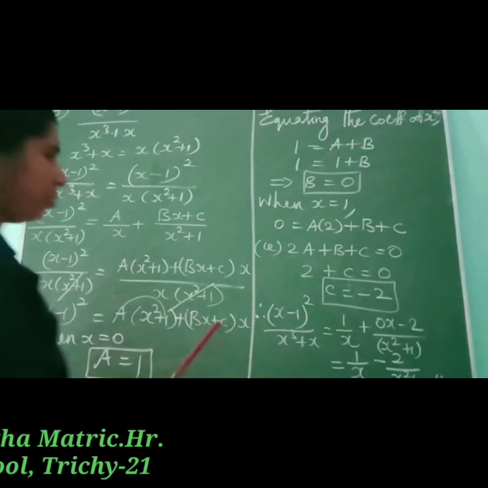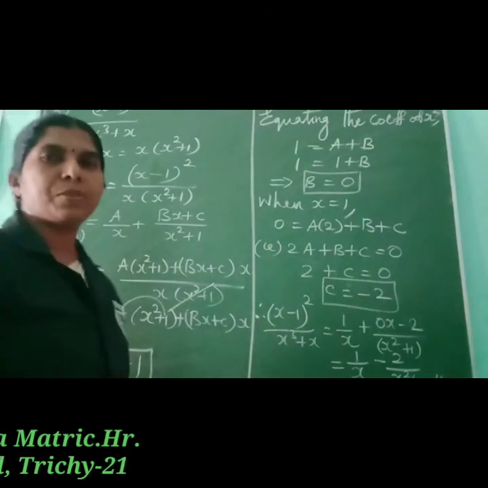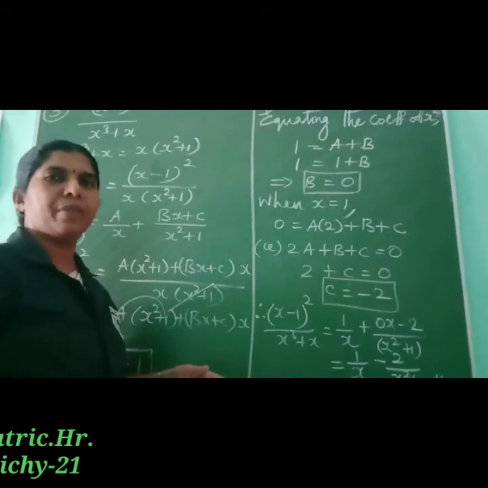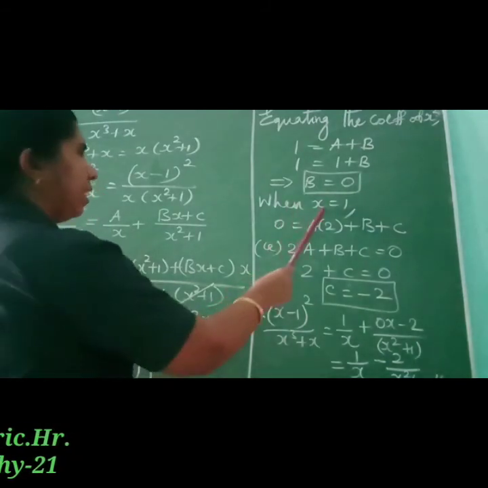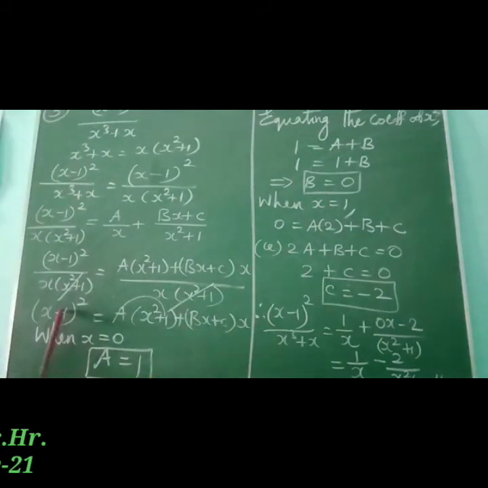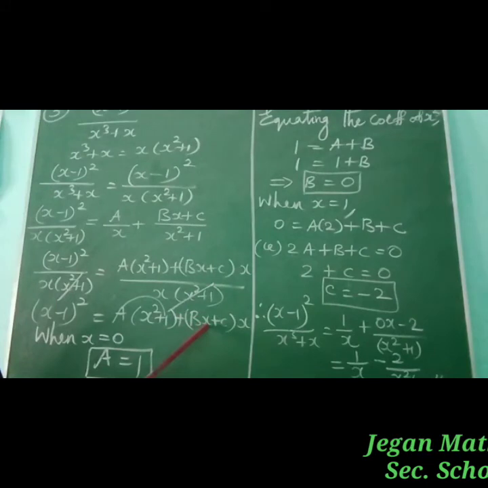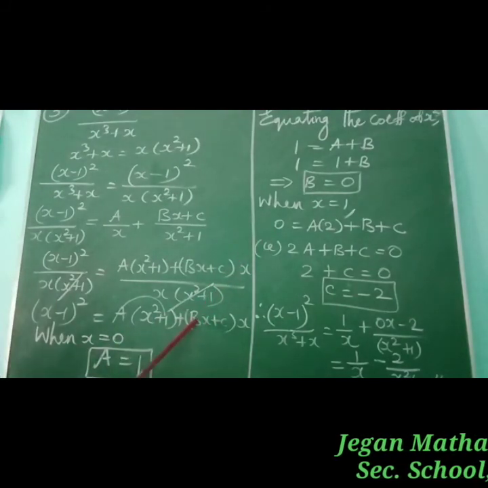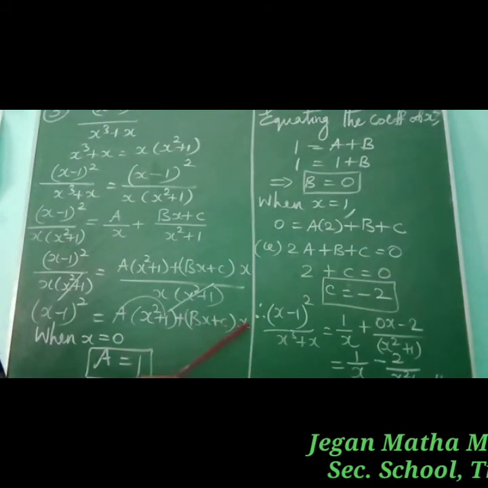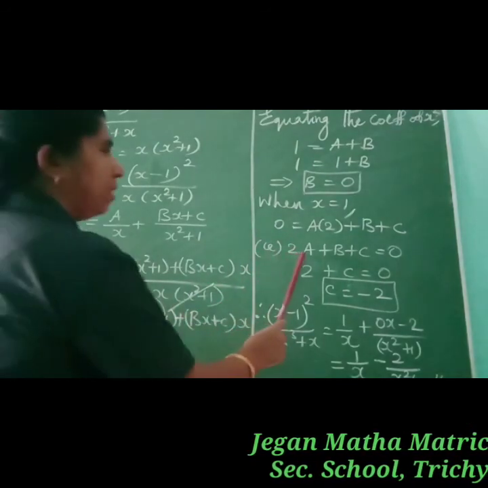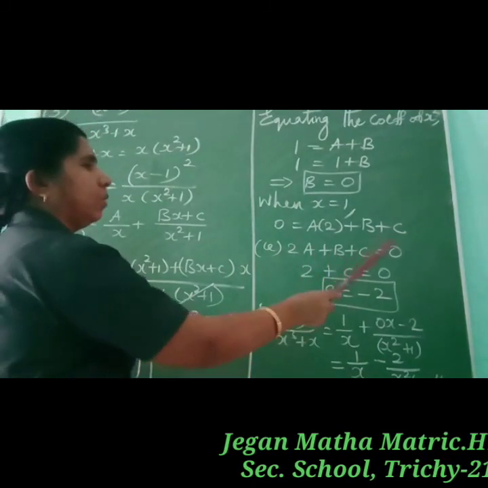Another value we have to find is c. So you can substitute any other value. You can substitute different values for x and we can find the remaining value. So when x is equal to 1, substitute here. When x is equal to 1, the left side is 0. Here, a into 1 plus 1, 2a, plus, we are taking x is equal to 1, so only b plus c. X equal to 1 means b into 1, here also 1 is there. So we get the expression 2a plus b plus c is equal to 0.